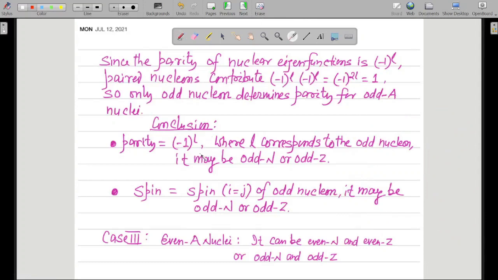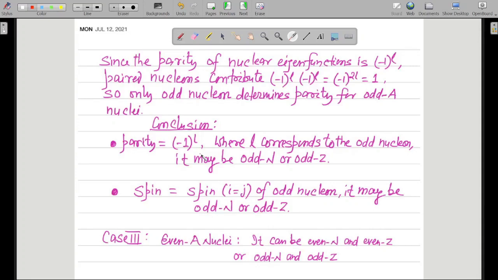So whenever atomic mass number A is odd, then decide whether N is odd or Z is odd, okay. If N is odd, then just see where the unpaired neutron goes, and if Z is odd, then just look at where the unpaired proton goes. Whatever will be the value of L for that subshell where the unpaired neutron or unpaired proton resides, that will decide the parity in that case.